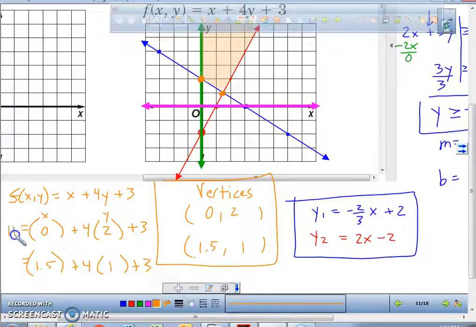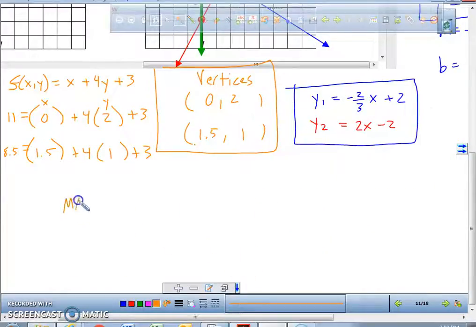8 plus 3 gets us to an 11. And let's see, that's a 4, that's 7. That gets us to what? 8.5. And I said there was what? There was no maximum, right? So instead of max, I'm going to put min. And our minimum ends up being 8.5.